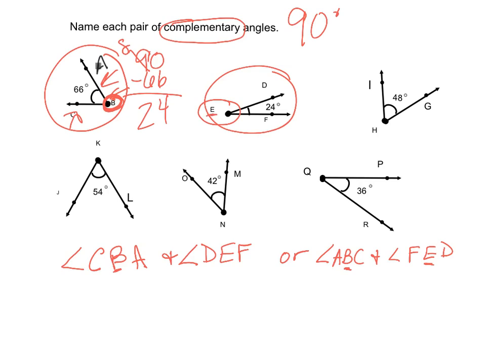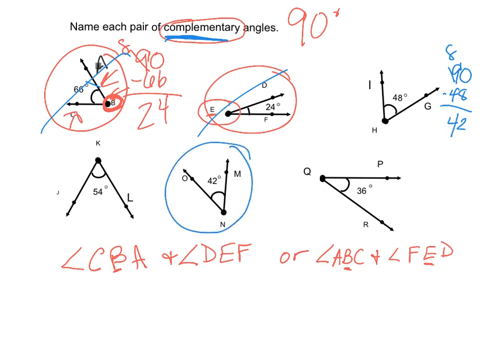All right, I'm going to change colors and let's find another pair. So I've taken care of those two. Now I've got a 48. I need to find its complementary. So I know it's going to add up to 90. I need to find the missing one. 90 minus 48. 42 degrees. Oh, right there it is. So I know those two are complementary, so I have to write them.